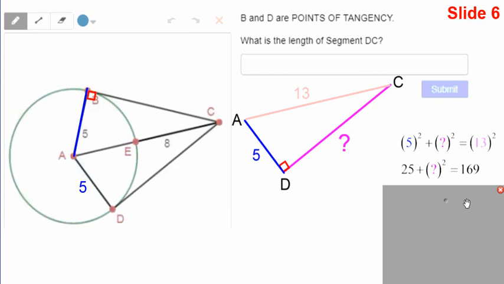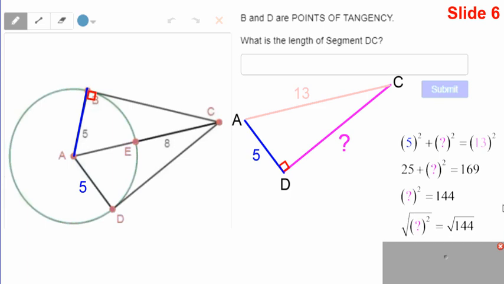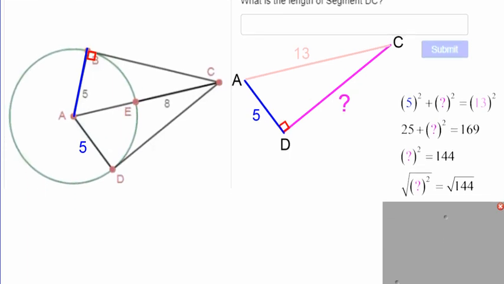So at this point we'd have to subtract 25 from each side of our equation. Then to undo something that's squared, we must take the square root. And we know the square root of something squared is the absolute value, and 144 is a perfect square. It has a value of 12.